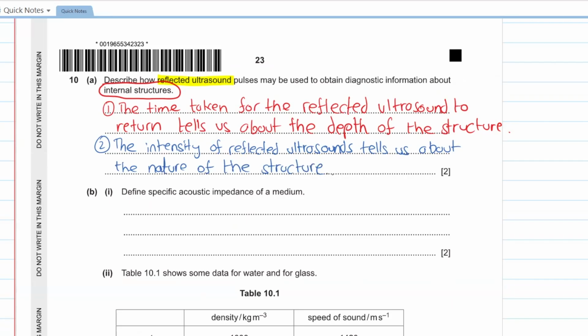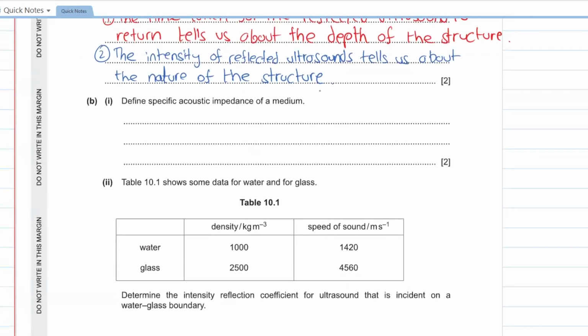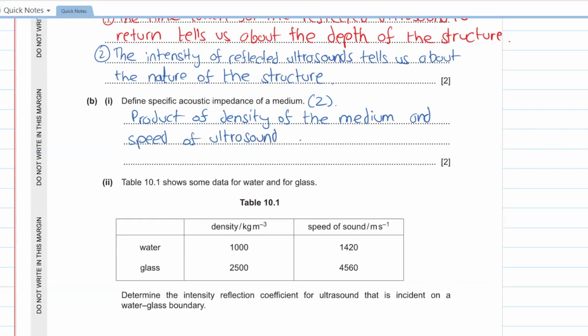Let's further move ahead. Define a specific acoustic impedance. You have to define Z. What is a specific acoustic impedance? A specific acoustic impedance is the product of density of the medium and speed of ultrasound in that medium.